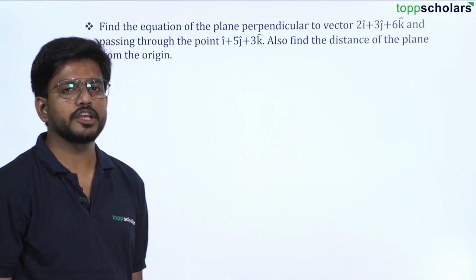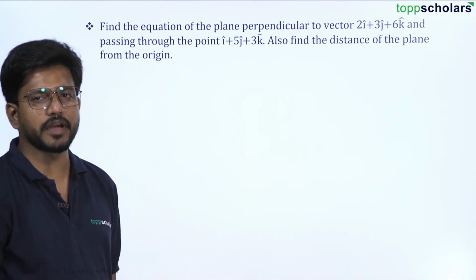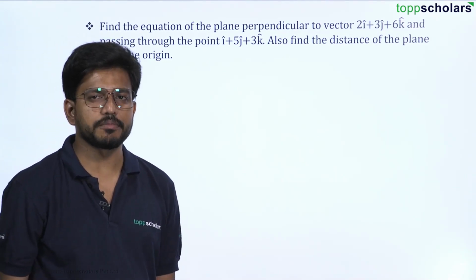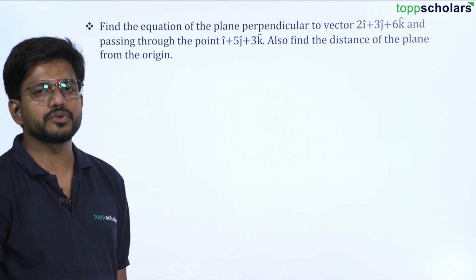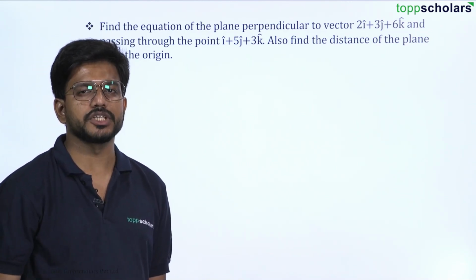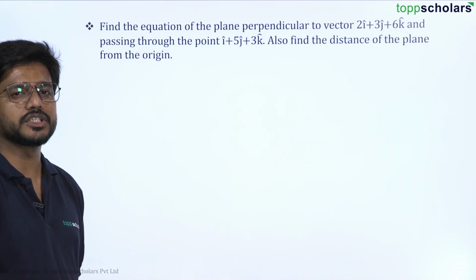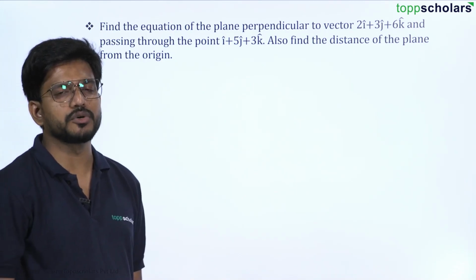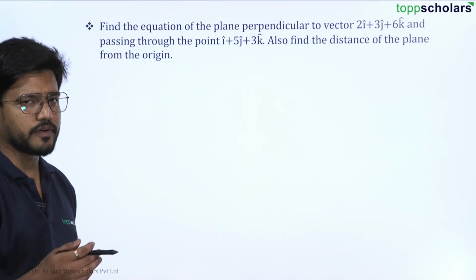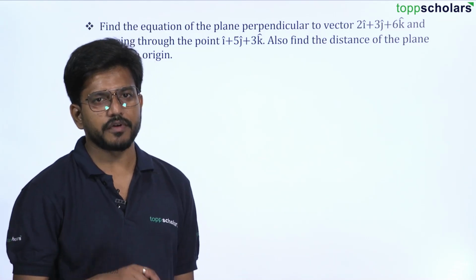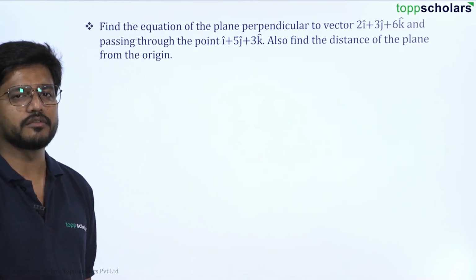So the next question is, find the equation of the plane perpendicular to the vector 2i cap plus 3j cap plus 6k cap and passing through the point i cap plus 5j cap plus 3k cap. Also find the distance of the plane from the origin. So what we will do is we will find out the equation of the plane and then find out the distance of the plane from the origin.